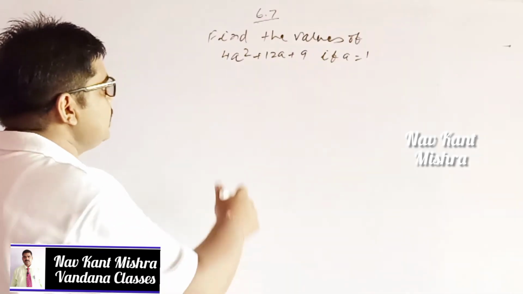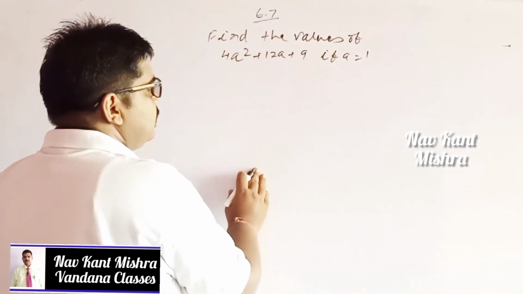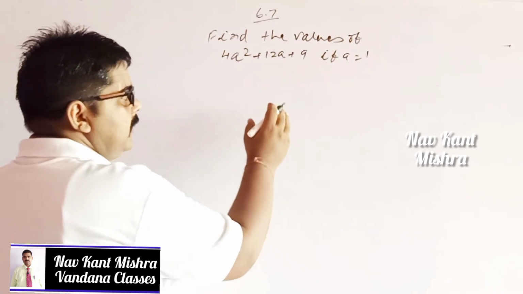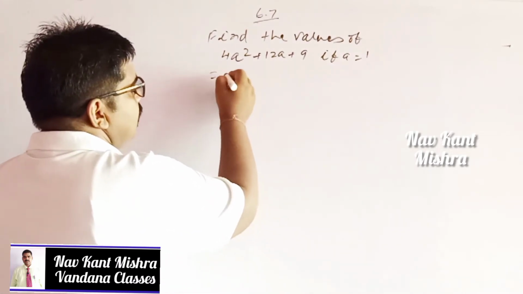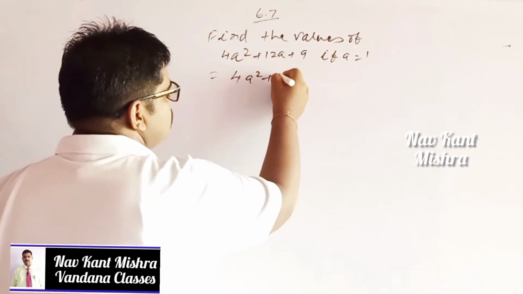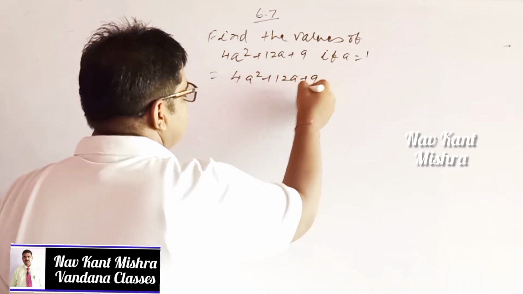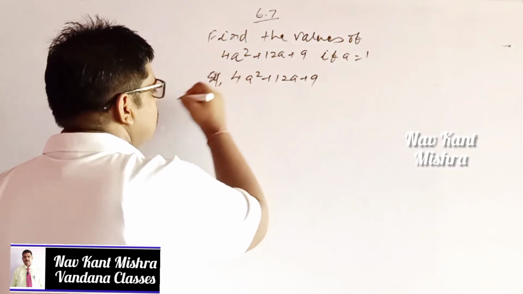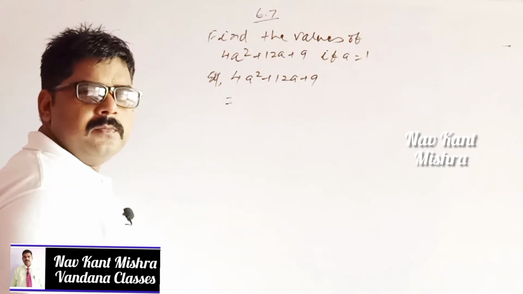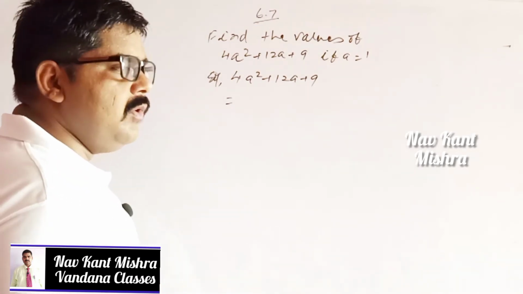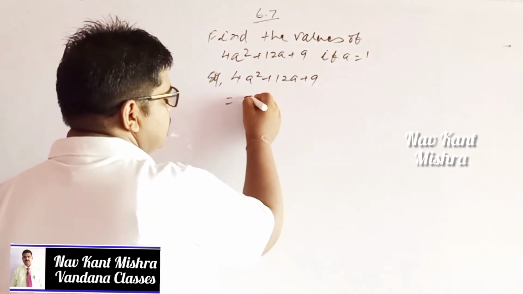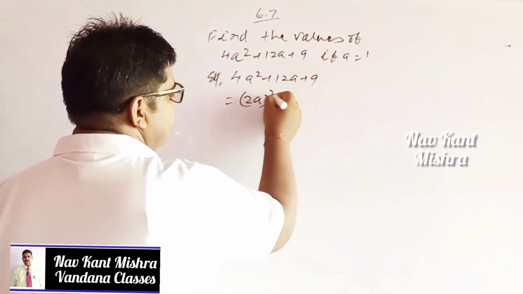My dear student, you can just see that it has been given: find the value of 4a square plus 12a plus 9 if a is equal to 1. In this question, if you start the solution, then at first you have to arrange it in the form of (a plus b) whole square or (a minus b) whole square. And for this purpose you need to rearrange it.